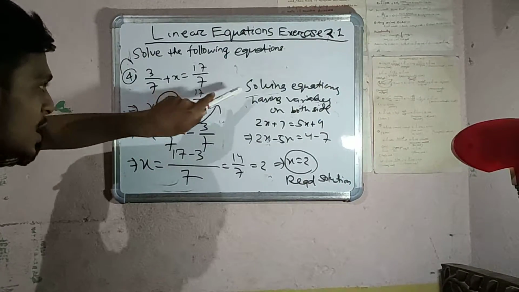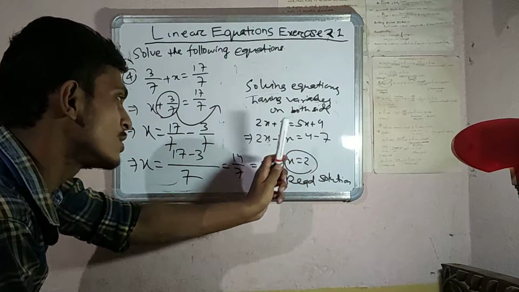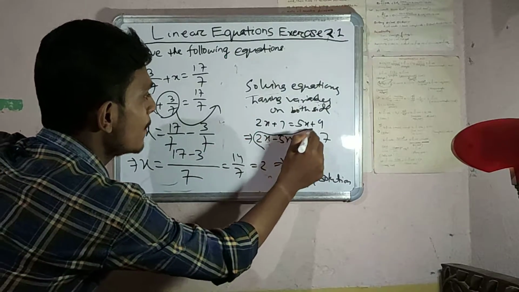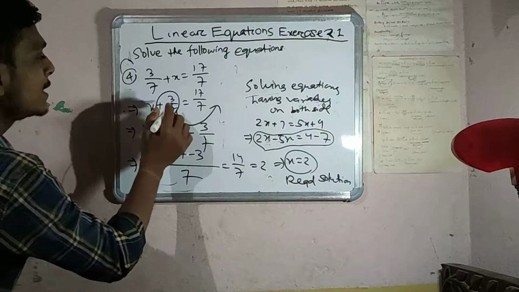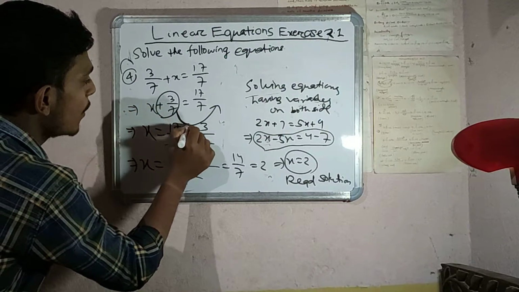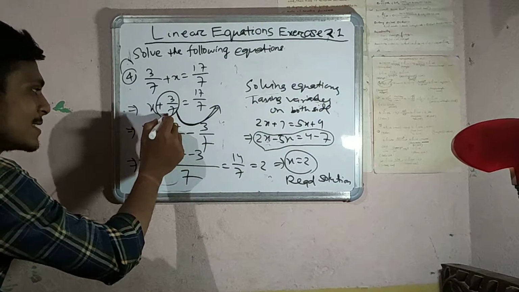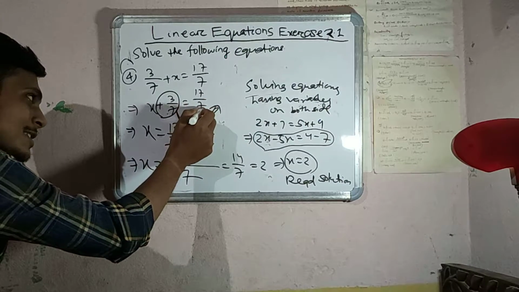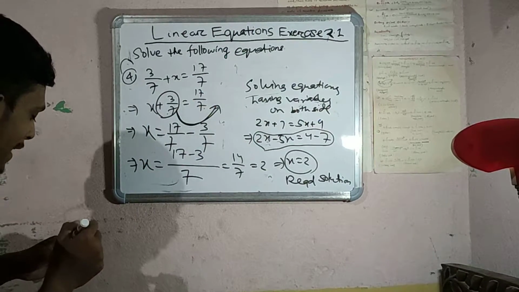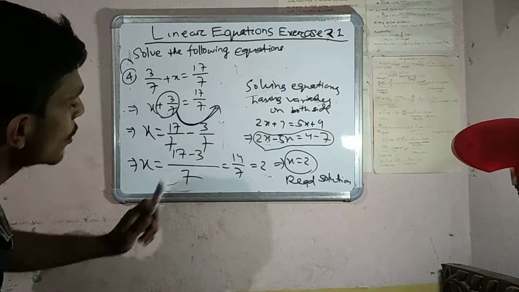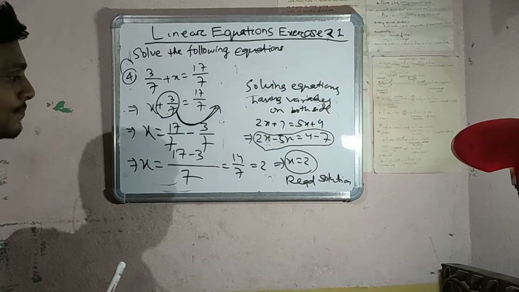So for solving equations having variables on both sides, this type of method is applied. So this method is also applied here. We simply transpose the number to the right hand side. 3 by 7 is a number, 17 upon 7 is a number. So I transpose the 3 by 7 as minus 3 by 7 and it changes into the right hand side. Okay.